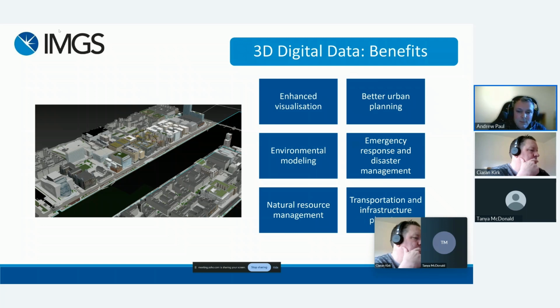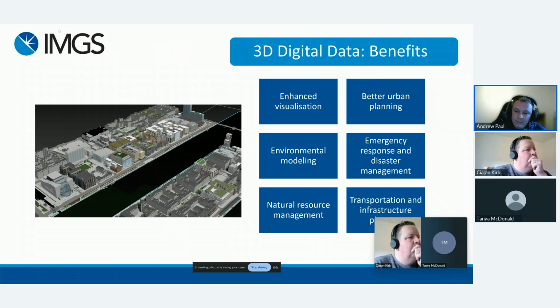As well, 3D data, we use it for environmental modeling. So more large-scale national data sets, such as large digital terrain models that the national mapping agencies would have. You'd be able to do watershed analysis with that, to look at where the flow of water is going. That's a big hot topic at the minute, especially in Northern Ireland, with the environmental catastrophe in Lough Neagh. You can also use 3D data for natural resource management as well.